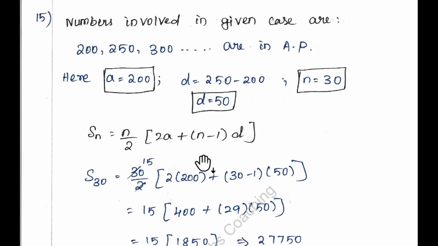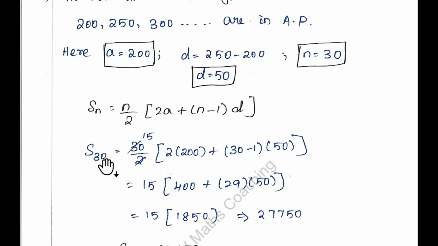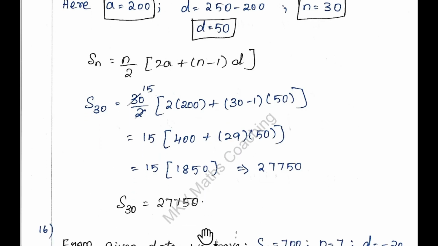So SN formula, you write the SN formula and substitute it. S30 is equal to 30 by 2, A is 200, D is 50, and N is 30. Just calculate it, you will be getting this 27,750 for overall penalty of 30 days.